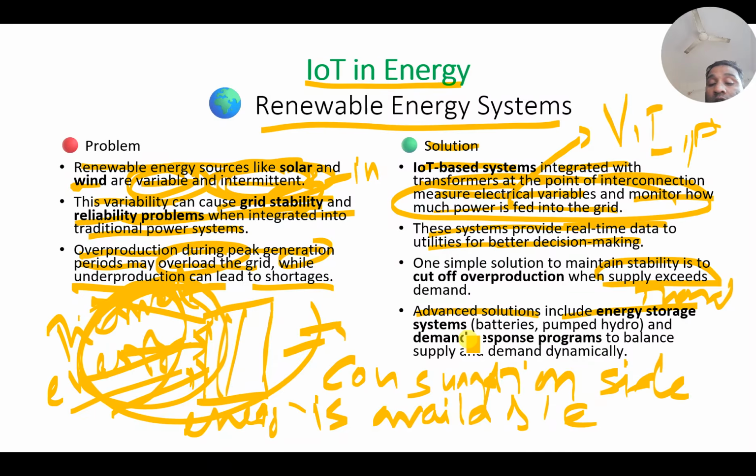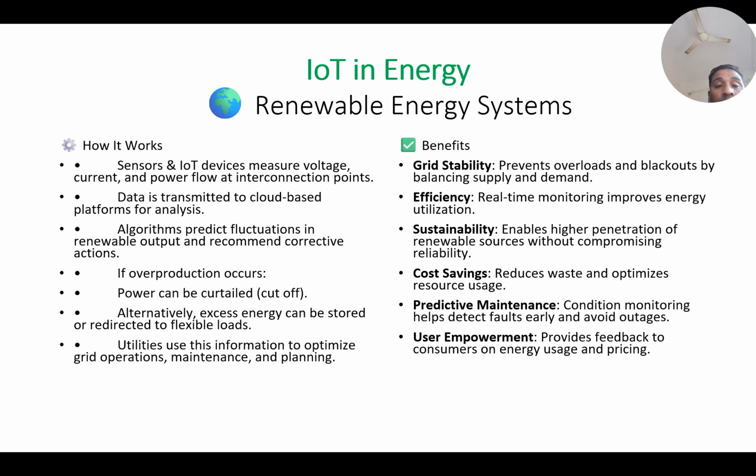Advanced solutions include energy storage systems like batteries, pumped hydro, and demand response programs to balance demand and supply dynamically. Now, how does this renewable energy system work? Let us have a look at it. I have sensors and IoT devices. They measure the voltage, current, and the power flow at various interconnection points. Data is transmitted to a cloud-based platform for analysis. Algorithms predict fluctuations in the renewable output and recommend corrective actions.